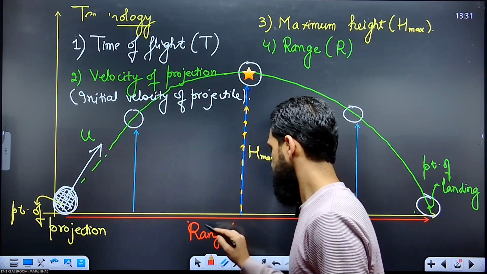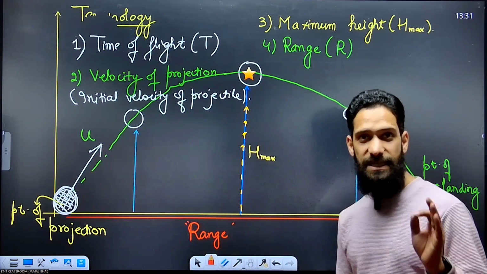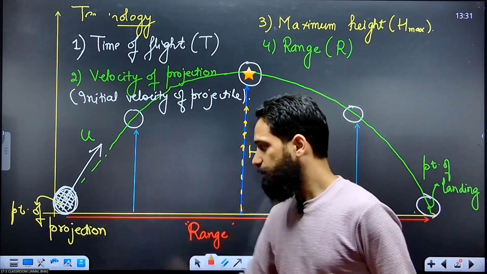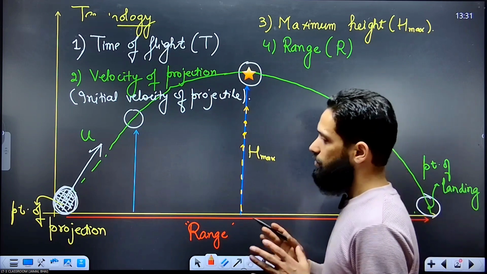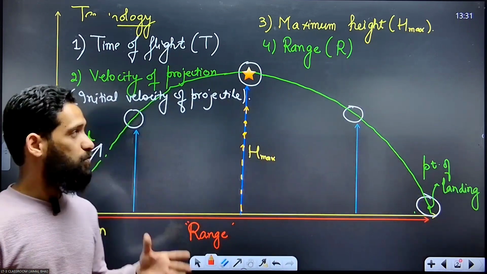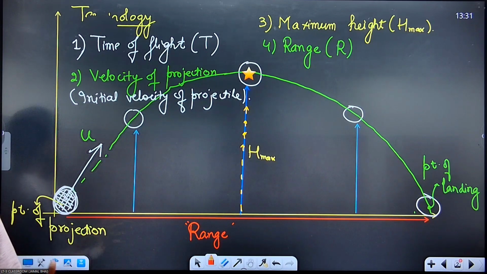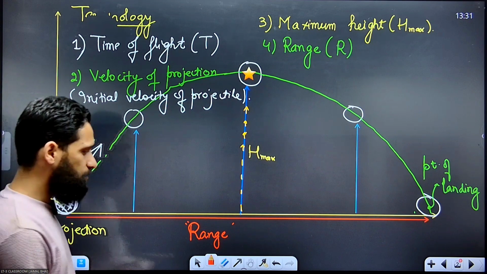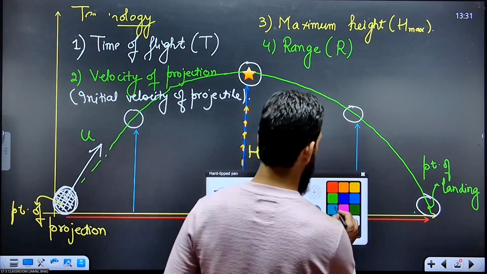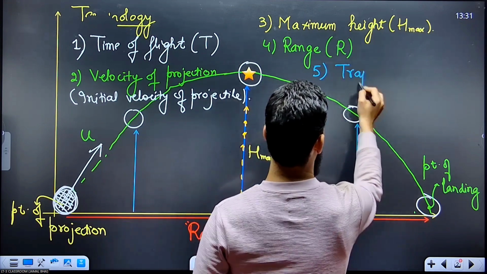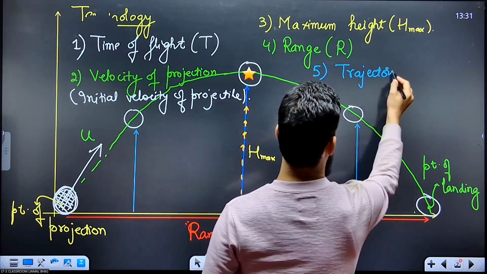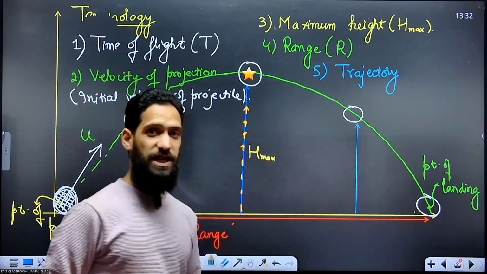So what is a range? Range is the horizontal distance from the point of projection to the point of landing. This is called the range. So these are the terms associated with the topic of projectile motion. And there is one more term which we can relate to this, and that is called trajectory, and it's a very important term.